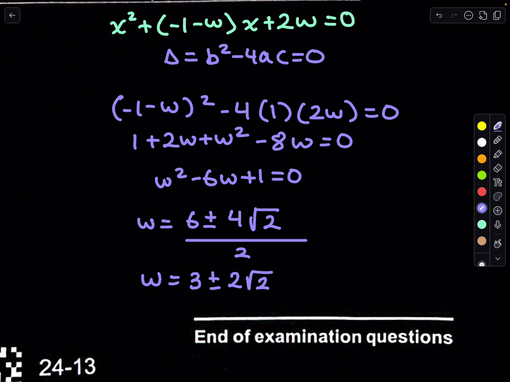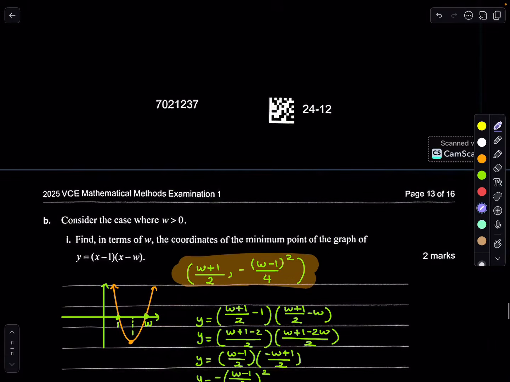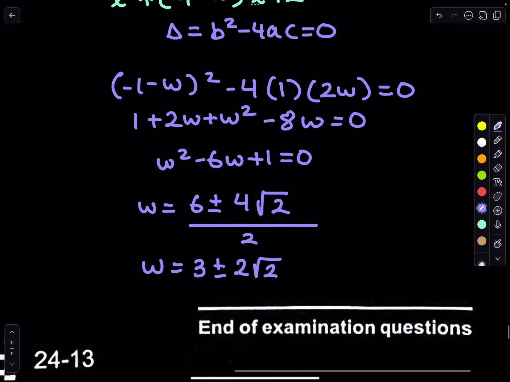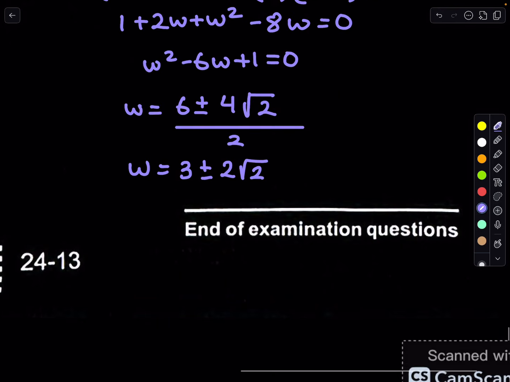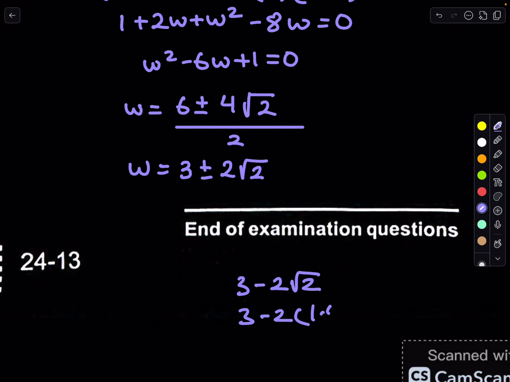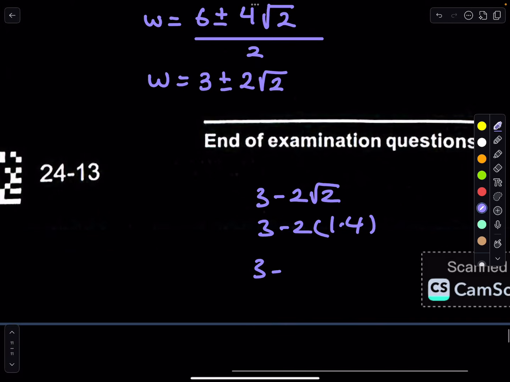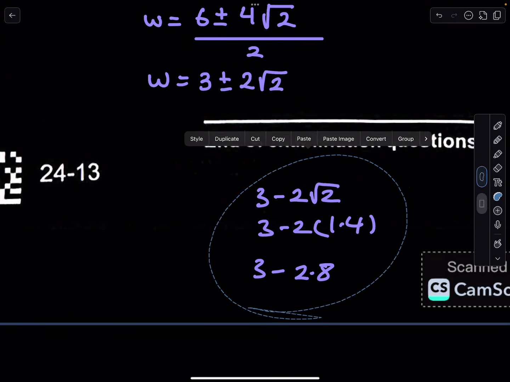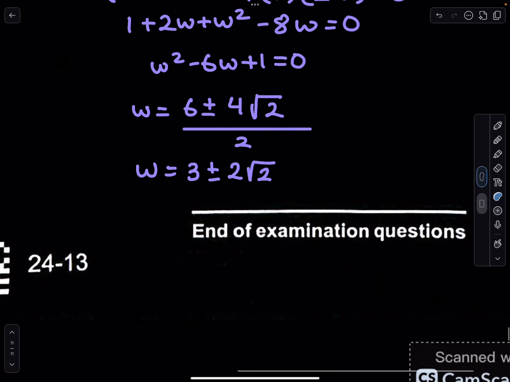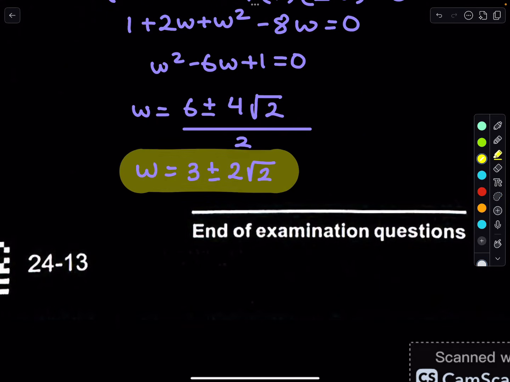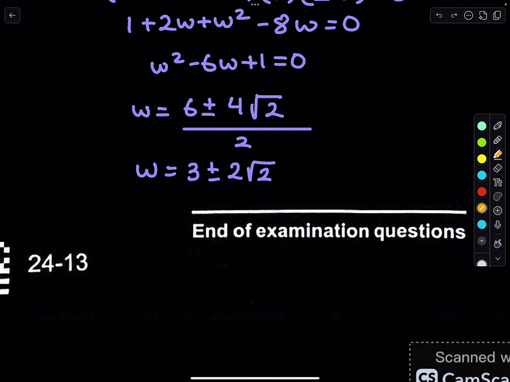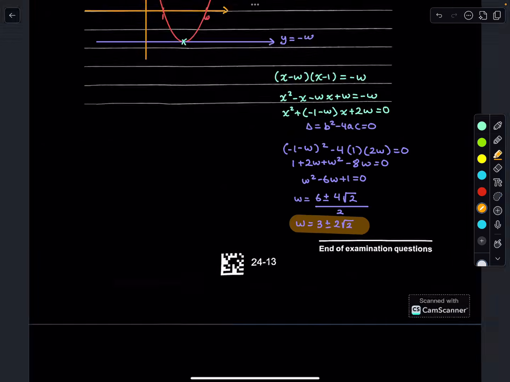Be careful. Remember, going back to the same thing, w is greater than 0. Are these values positive? Of course, the positive one is positive, like 3 plus 2 root 2. But what about 3 minus 2 root 2? Is that positive? We have to check. Root 2 is around 1.4, so 2 root 2 is like 2.8. Yeah, it's positive. 100% it's positive. So both solutions work. So those are your w values.